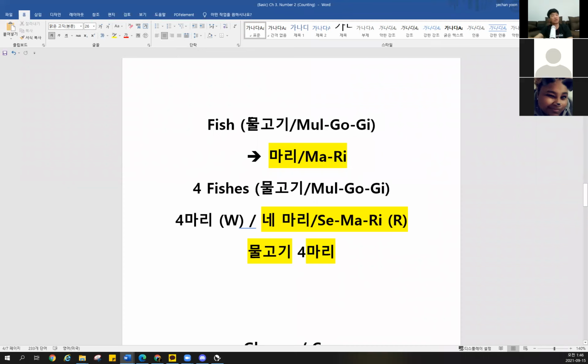Okay, then how about the fish? How can you count fish? For fish you say 물고기. 물고기 is the fish. Then how do you count it? You count with 마리. Okay, then how can we say 4 fish? Exactly the same format: object 물고기, number 4, and counting word 마리. So it's going to be 물고기 네 마리. But how do you write it? You can just use the number, so writing is much easier. Okay. Next one.